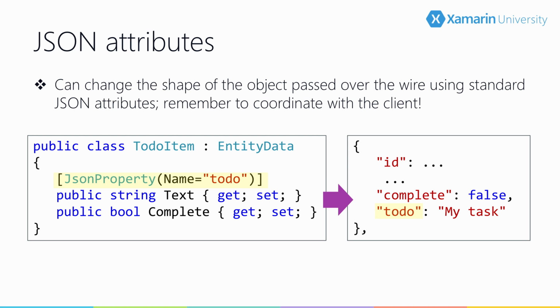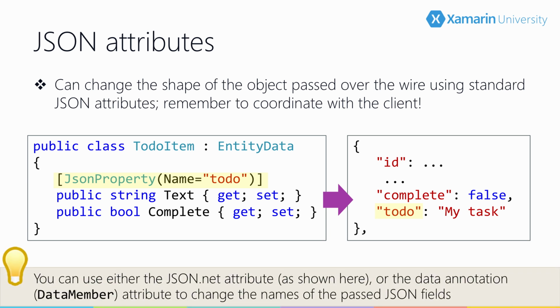By default, it uses the column name in JavaScript form, so camel-cased property names. We're showing the JSON.NET approach here, but you could also use WCF data annotations, things like data member, to control the wire definition. Either one is allowed and both are fully supported.